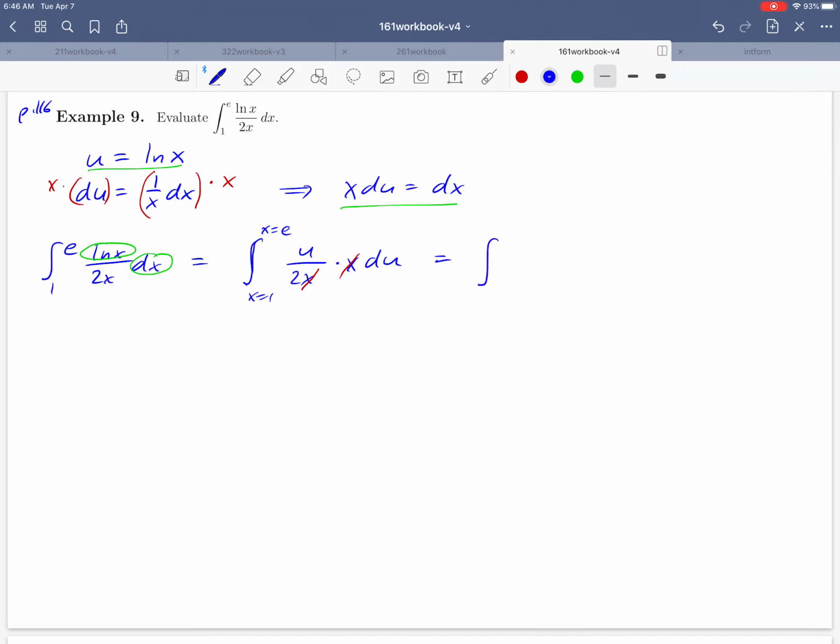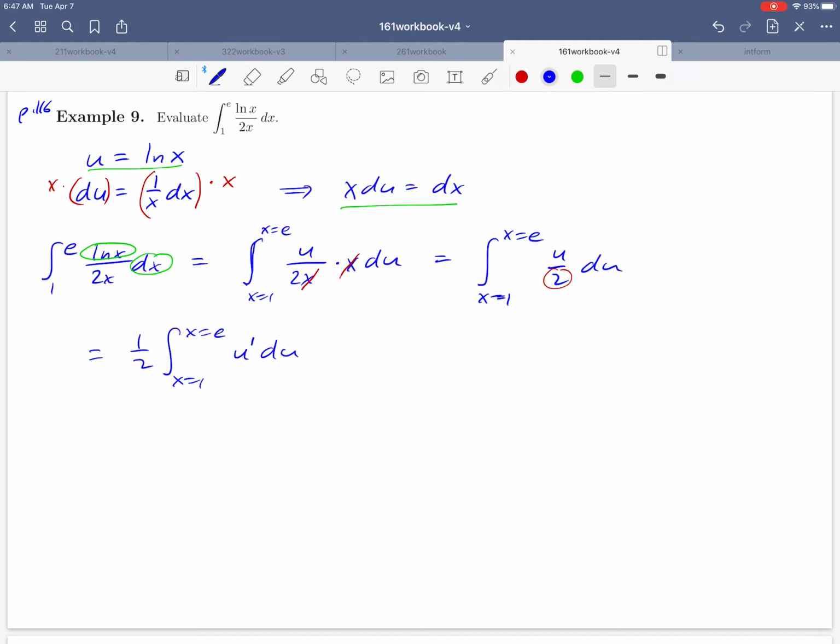Okay, and continuing here, the x is canceled, so we're just looking at an integral that looks like the integral of u over 2 du. Okay, and we've got an over 2 in the bottom. That's a constant, so we can pull that out as a 1/2. And so the function that we need to integrate is just u. Can we find an antiderivative for u? Remember that u is just u to the first, so we can use the power rule on that.